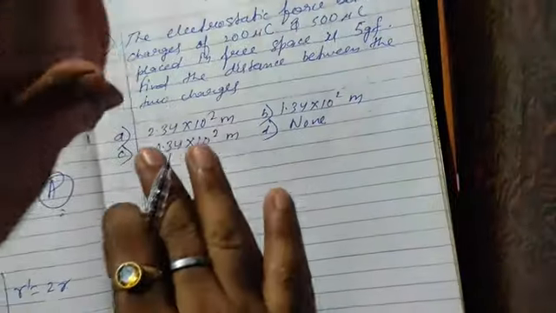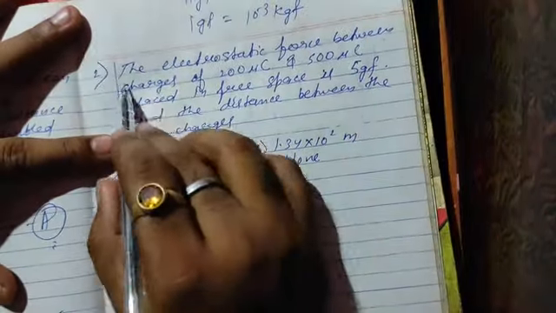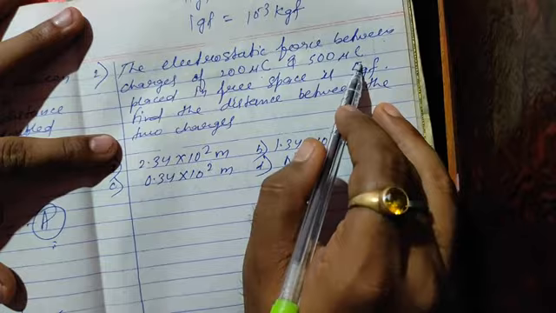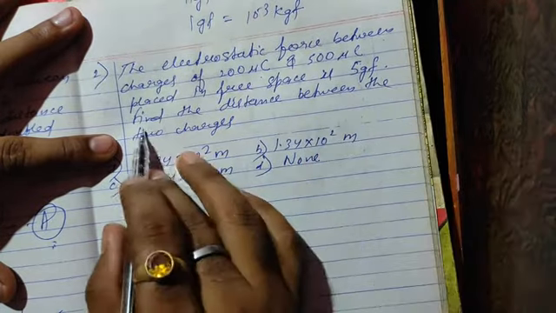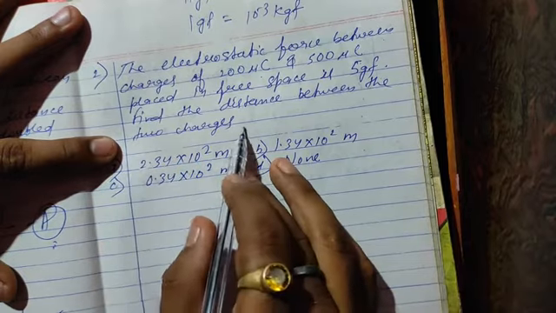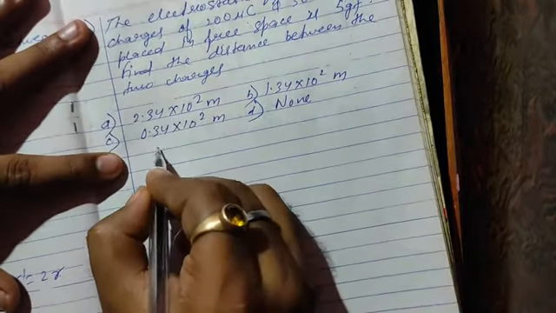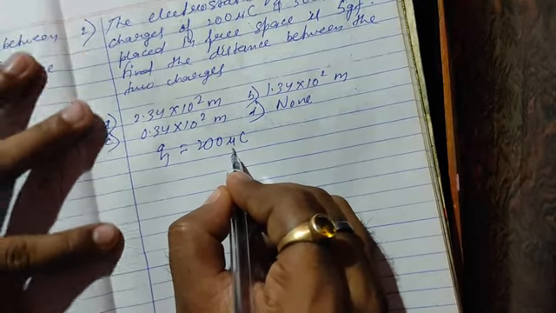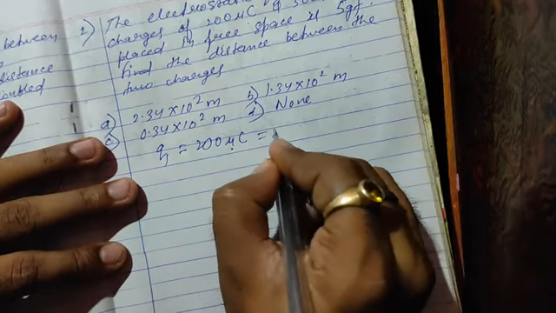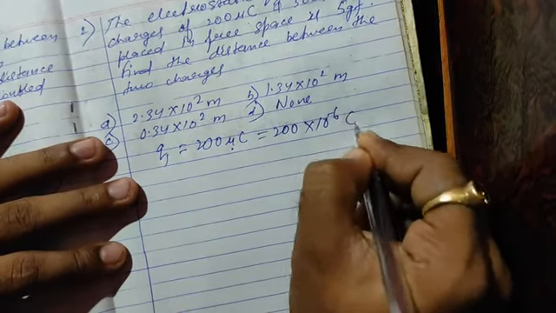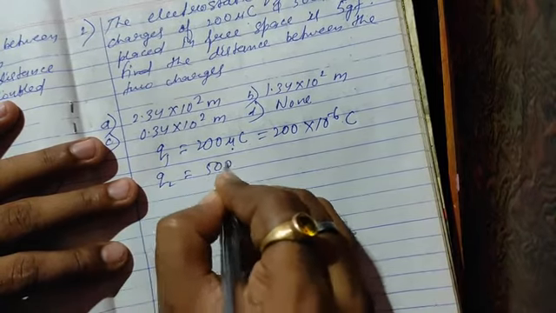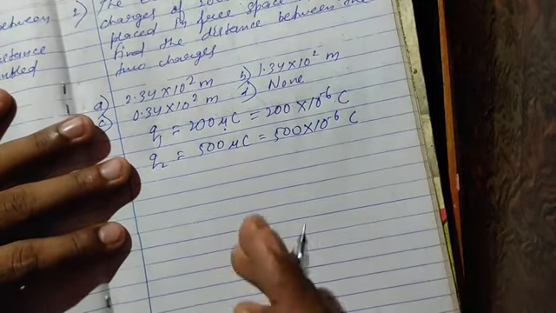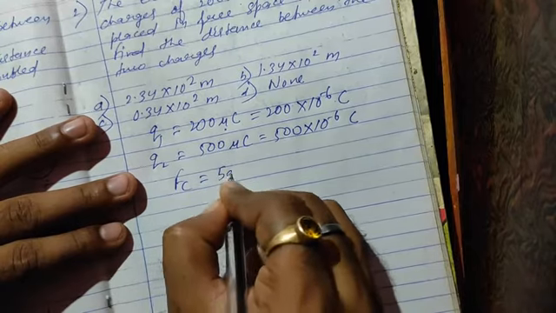Now we are going to the next numerical. The electrostatic force between charges of 200 microcoulomb and 500 microcoulomb placed in free space is 5 GF. Find the distance between the two charges. Here Q1 is 200 microcoulomb. 1 microcoulomb is equal to 10 to the power minus 6 coulomb, so 200 microcoulomb will be 200 into 10 to the power minus 6 coulomb. Also Q2 is 500 microcoulomb, that is 500 into 10 to the power minus 6 coulomb. The Coulomb force is given as 5 GF.